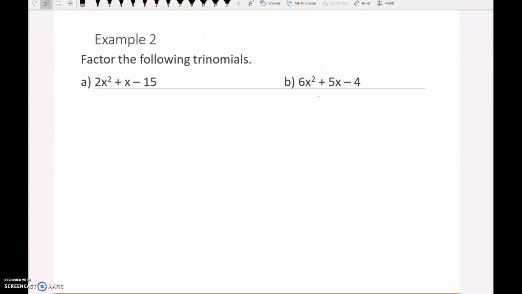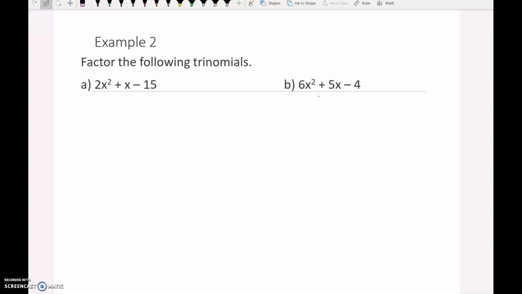Okay, let's do B together, and then I'll have you try A on your own. Your first step will always be multiply. Well, actually, your first step really should be check for a greatest common factor. Do these 3 terms have anything in common? No, they don't. So step 2 is multiply the first number and the last number together.